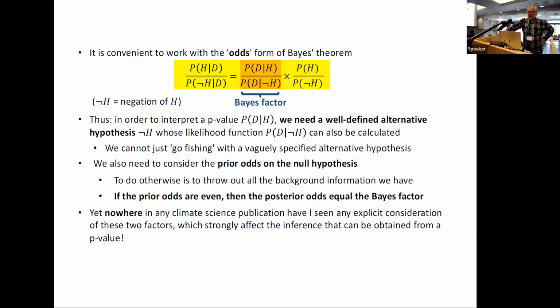I mean, you can also see that you need prior odds on the right. If you don't include that, you're throwing out all the background information you have. Of course, as you know, if the prior odds are even, then you can just look at the Bayes factor, which gives you the posterior odds. But nowhere in any climate science publication, now I don't read data assimilation papers, but nowhere in any climate science publication have I ever seen a discussion of the probability of the likelihood function of the alternative hypothesis or Bayes factor or prior probabilities, just p-values, just absolutely crazy.